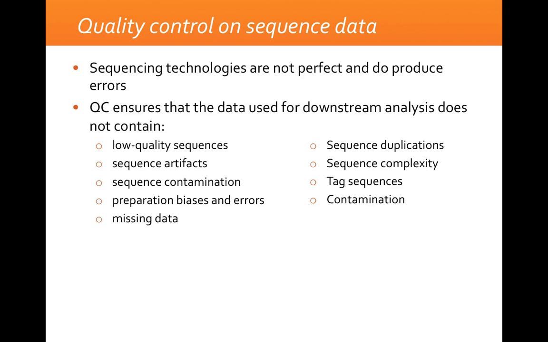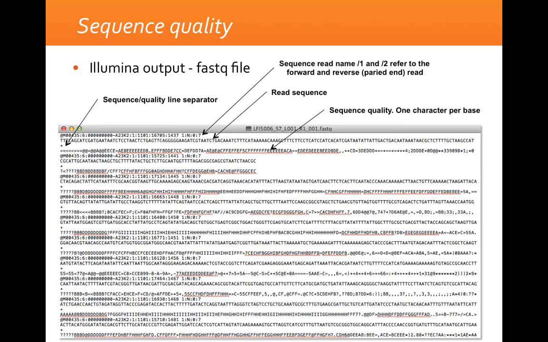So when we do quality control, we can look for low quality sequences, of course, sequence contamination, and also if there are any bias in the raw data, which can be caused by some technical problems with the sequencing machine and so on.